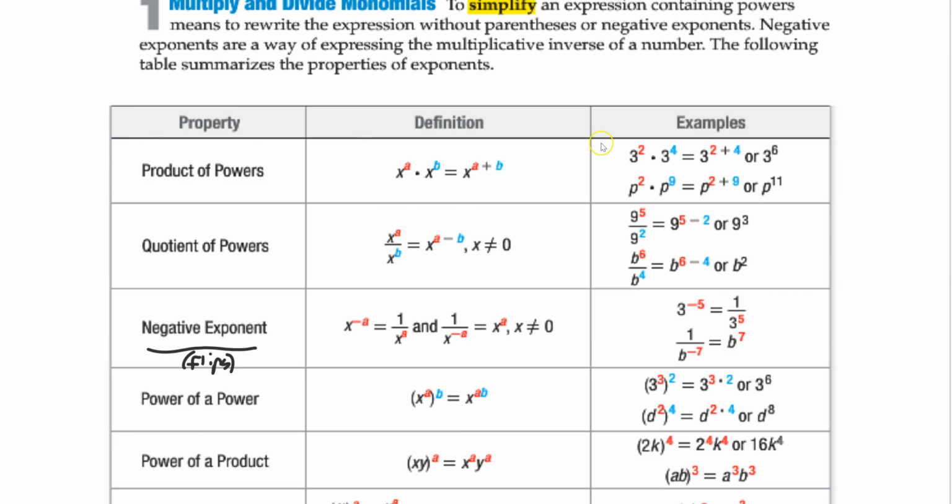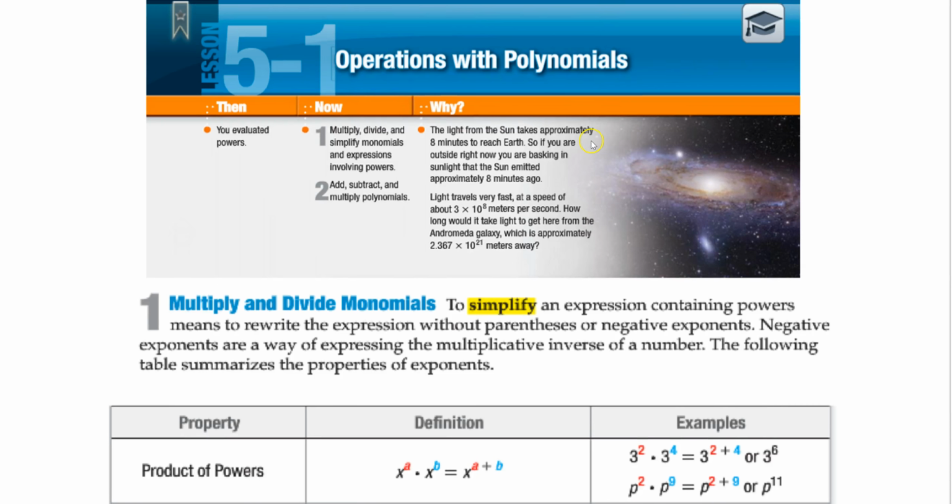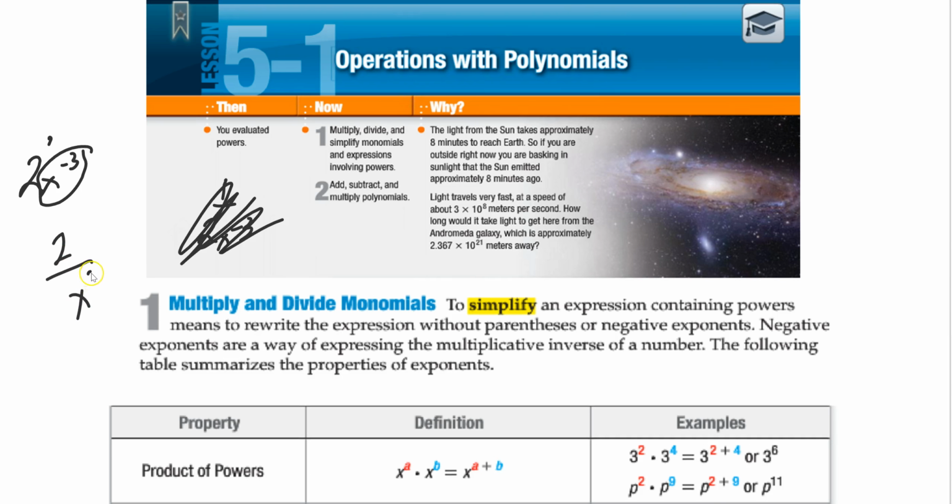So I want to talk about this a little bit more. Let's say I give you 2x to the negative 3. What happens here, a lot of people do this, and that is wrong. If you notice, only the x has a negative power. The 2 has its own power, it has the power of 1. We get 2 over x to the 3rd, and that's how you write it.